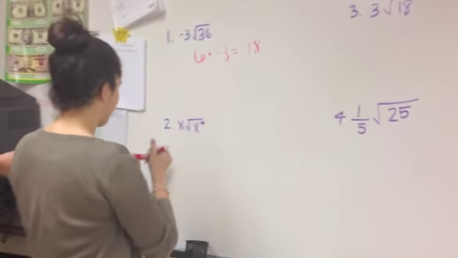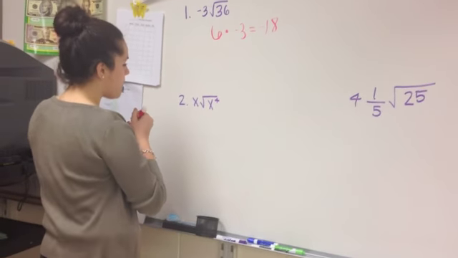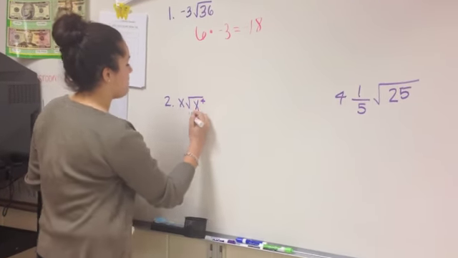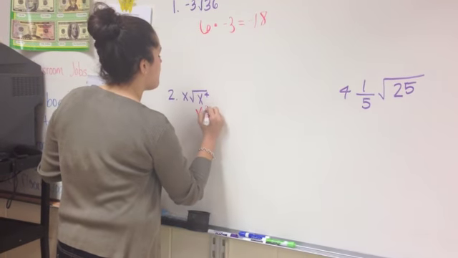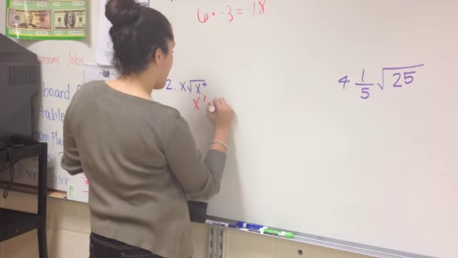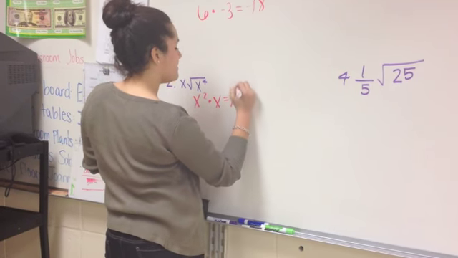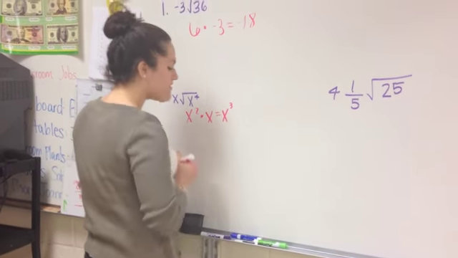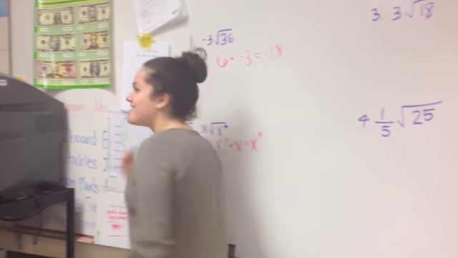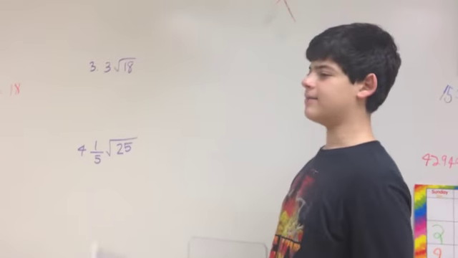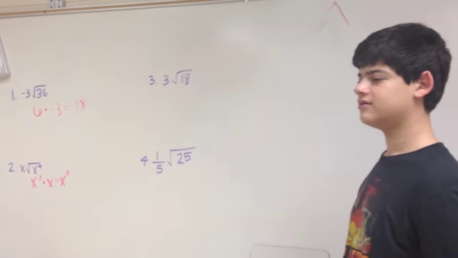Wonderful. Now do this one. The square root of x to the 4th is x squared. And x squared times x equals x to the 3rd. Perfect. You have done the first two problems correctly. Okay, now Pooja, it's your turn.